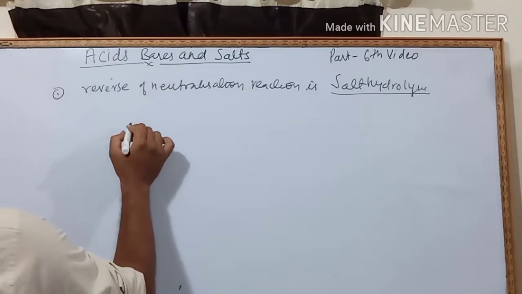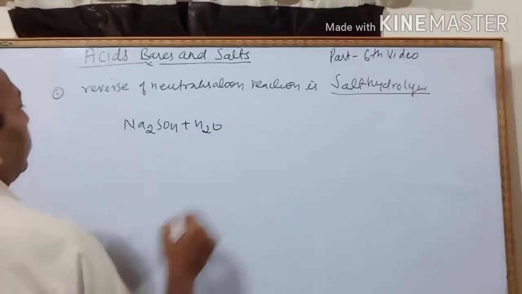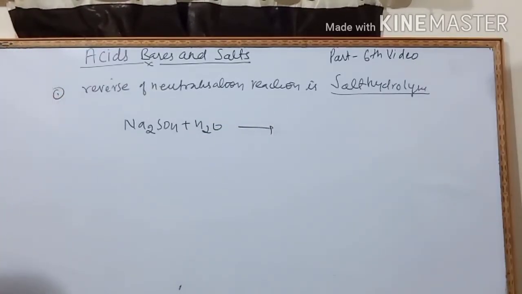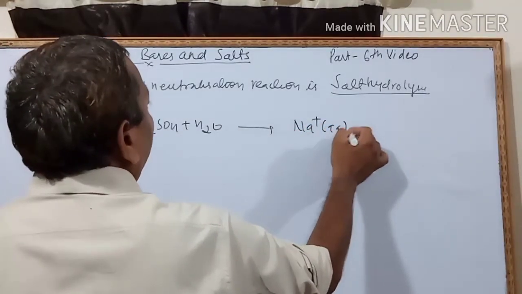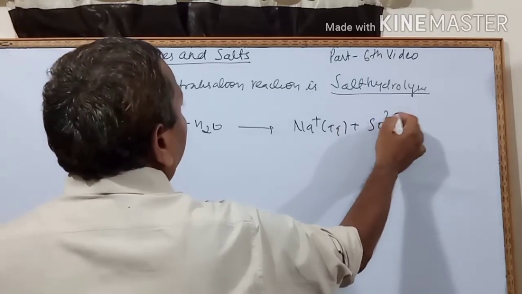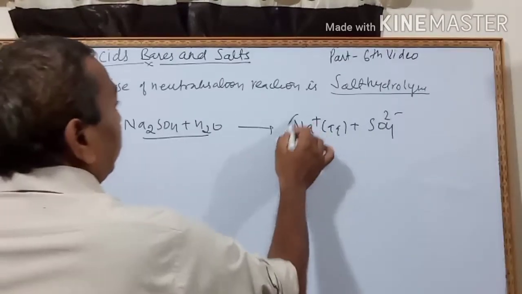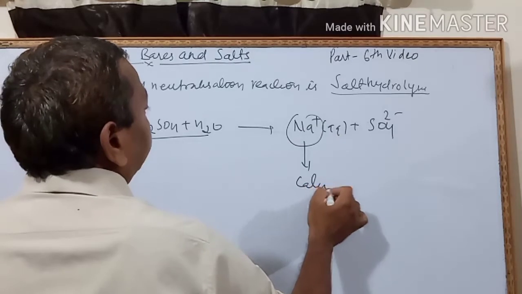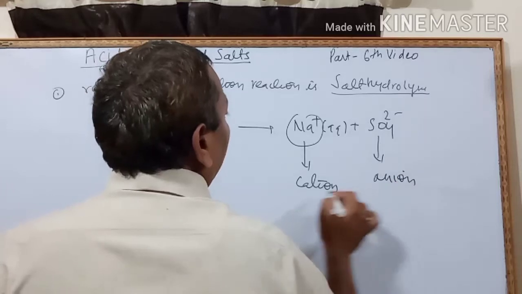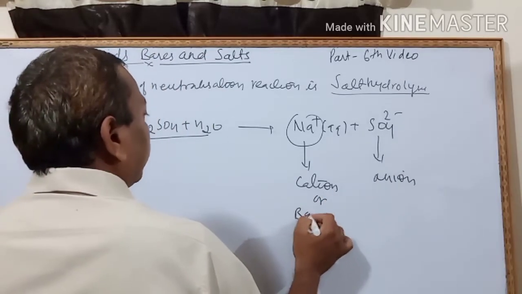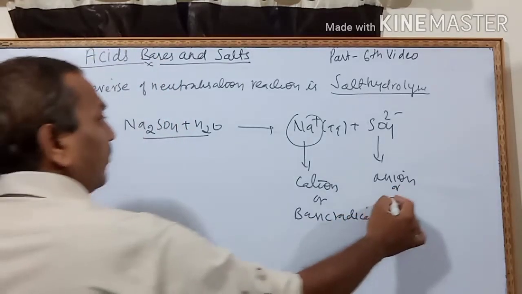Now very simple, take sodium sulfate and dissolve it in water. When it dissolves, it will form sodium cation and sulfate anion. So when you dissolve sodium sulfate, sodium is the cation, or basic radical, and sulfate is the anion, or acidic radical.